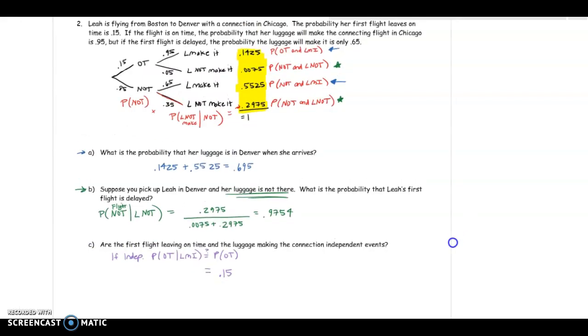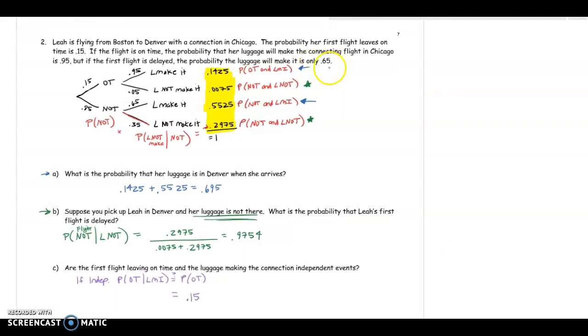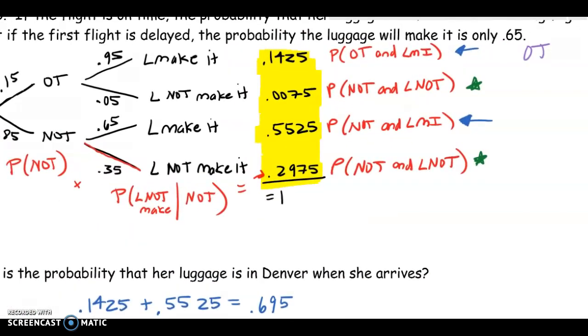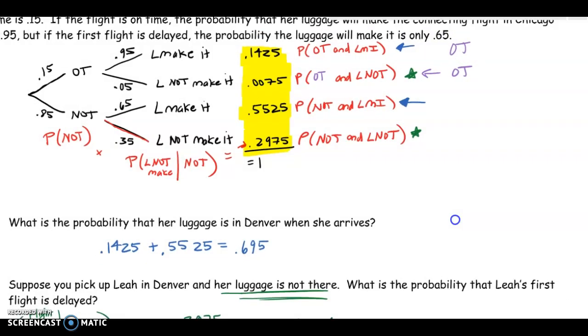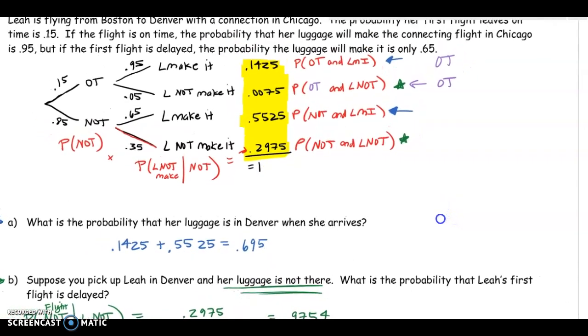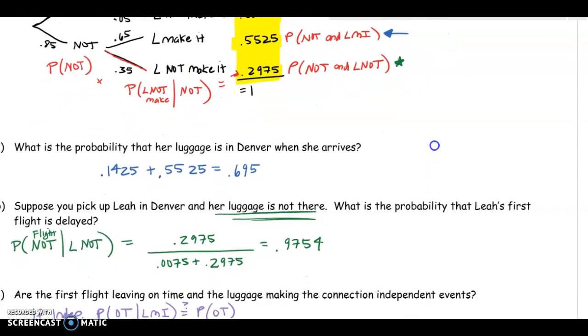Now you can find that in the sample space by looking up. So here's flight on time. Where's the other one on time? I missed that. This should have been on time. Let me change this. Maybe you saw that earlier. That's the on time. So if you add those two numbers, the 0.1425 and the 0.0075, you will also get the 0.15. So you can always use your sample space to do that as well.